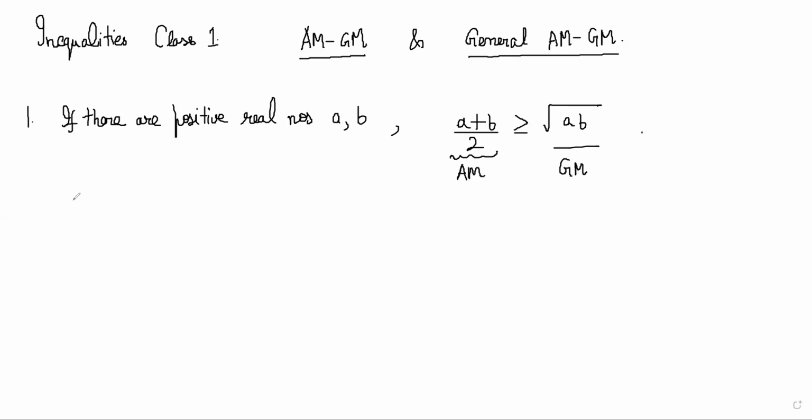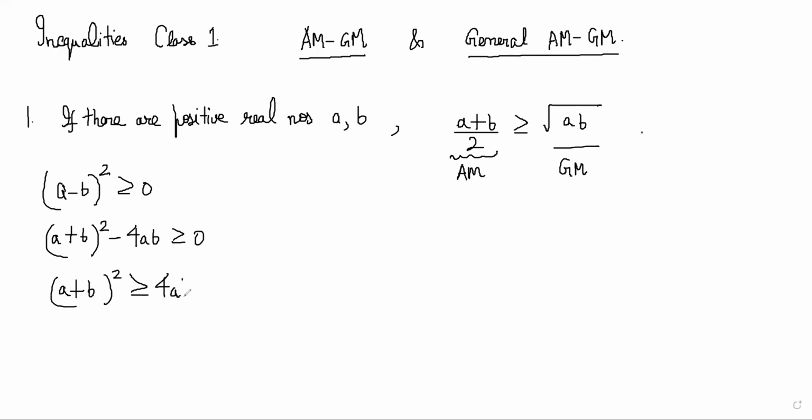Now, this is obviously true because you have (a minus b) whole square is greater than or equal to 0, and therefore a square plus b square is greater than or equal to 2ab. Correct? And we should write it in terms of (a plus b) whole square. So we can write it like this: (a plus b) whole square minus 4ab is greater than or equal to 0, and therefore that gives us (a plus b) whole square is greater than or equal to 4ab, and that implies a plus b is greater than or equal to 2 root ab.